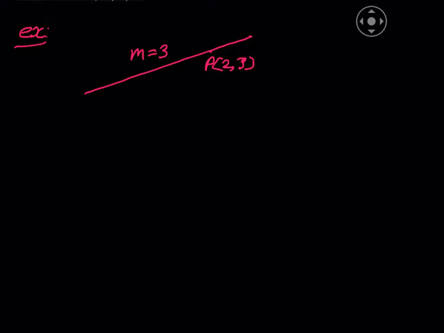What is the point slope form? y minus y1 equals m times x minus x1. This is the point slope form equation. So what are x1 and y1 in this example? This is the x1, this is the y1, and this is the slope m. We can just plug the numbers into this equation.